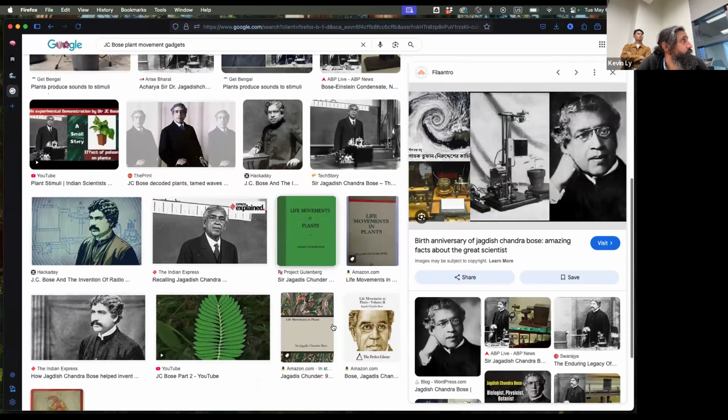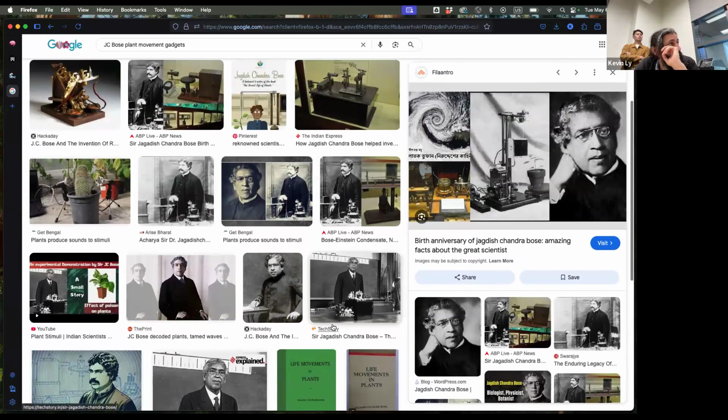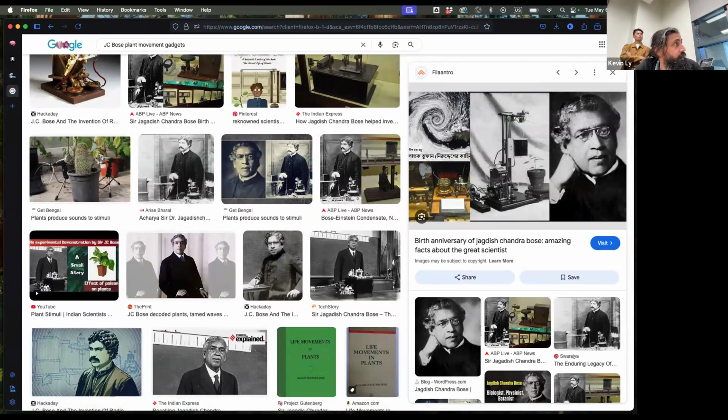I would love for us to build actually one of them. And of course, this is not the only instrument he built. He built many different things. But Life Movements in Plants is kind of the key book to start with. Separately, there has also been, I'm just going to unshare my screen now.